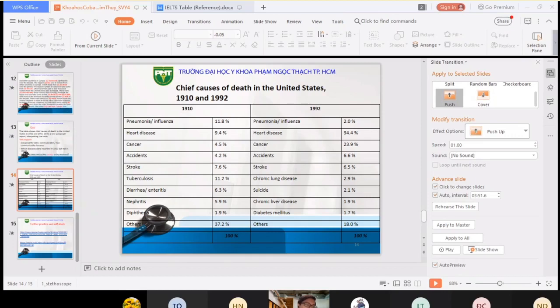And I will group heart disease and cancer together because they are the top two chief causes of death in the United States in 1992. They stand out, so I group them together. The other causes just account for a small percentage. You see, heart disease 34.4, cancer 23.9. I group them and I compare them.